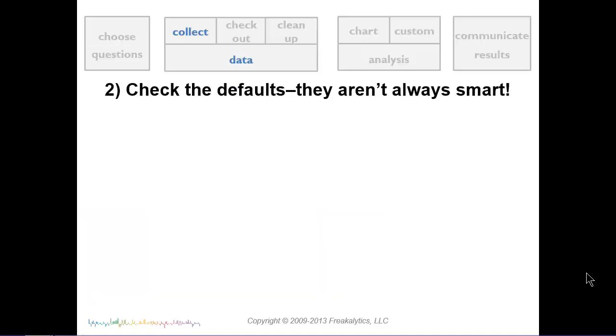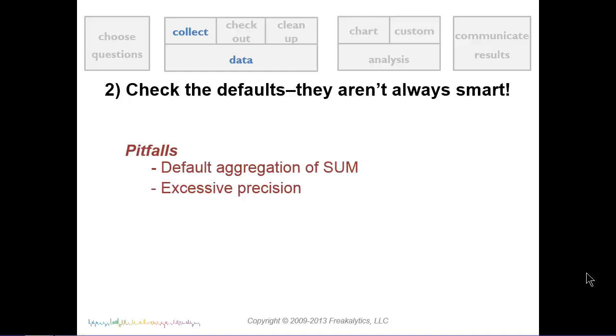Following the 7 C's of analysis, in the collect data part, which is the second C, you need to make sure that when you're using Tableau as you collect data, that you check the defaults. While Tableau is sometimes smart by default, the defaults aren't necessarily smart all the time. Common pitfalls: default aggregation of sum. All data sources that are new that you've created yourself default to an aggregation of sum. Obviously, this isn't always correct. Likewise, there's often excessive precision with the default format that Tableau selects.